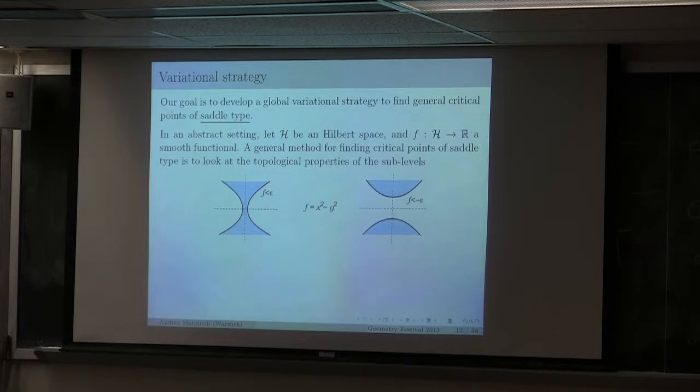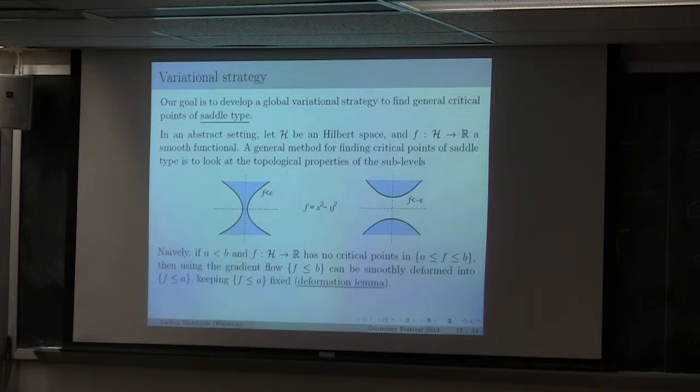So the sublevel transforms from connected to disconnected. Eventually, this is a complicated proof to show that the origin actually is a saddle point for this function. The general idea is the following. If you're given two values a and b, a less than b, and there are no critical points in between these two values, then you can use a gradient flow to deform the higher sublevel into the lower sublevel. So you never get stuck, in a sense. This is called the deformation lemma. The consequence is that if you observe a change in topology between the two sublevels, then there should be a critical point.